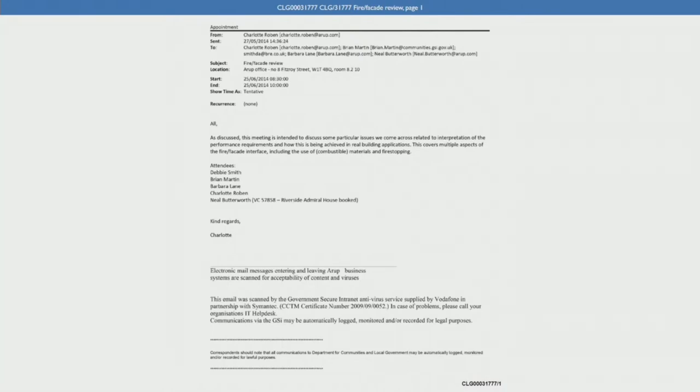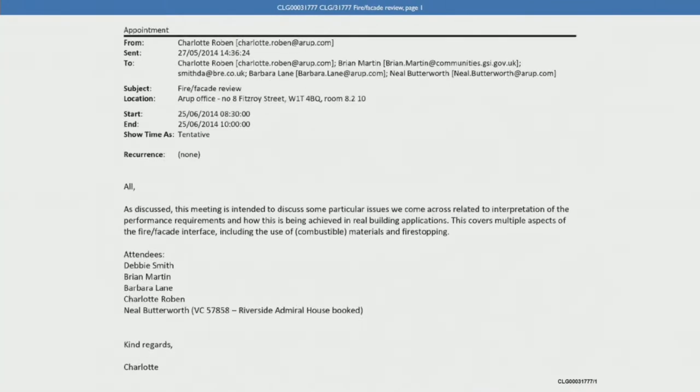It's an invitation. Yes. And it says in the text, all as discussed, this meeting is intended to discuss some particular issues we come across related to the interpretation of performance requirements and how this is being achieved in real building applications. This covers multiple aspects of the fire stroke facade interface including the use of combustible materials and fire stopping. And then you can see the attendees include you, Brian Martin, Barbara Lane, Charlotte Robin, and Neil Butterworth. Yes? Yes, I can see that.